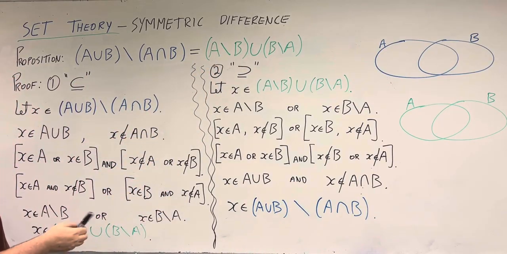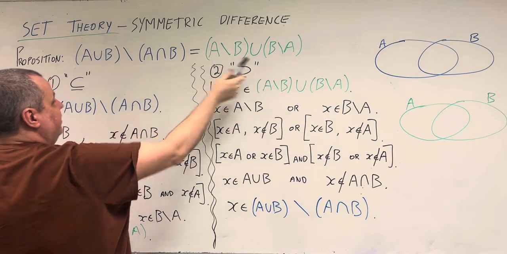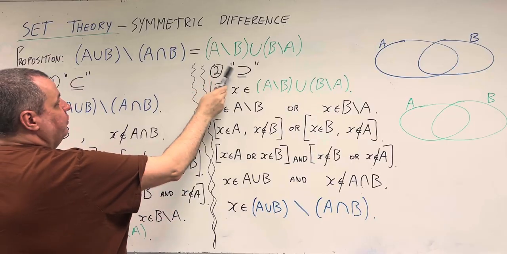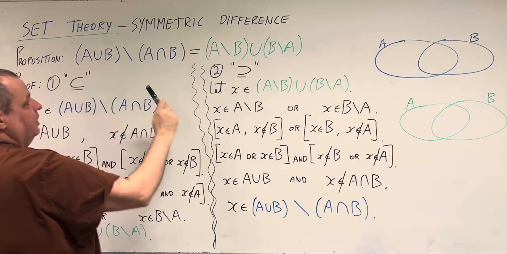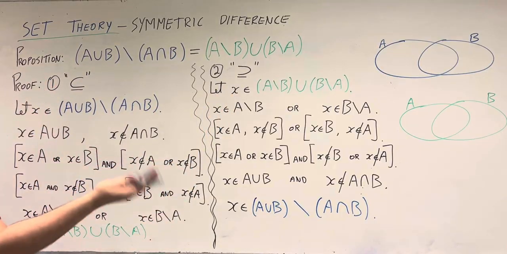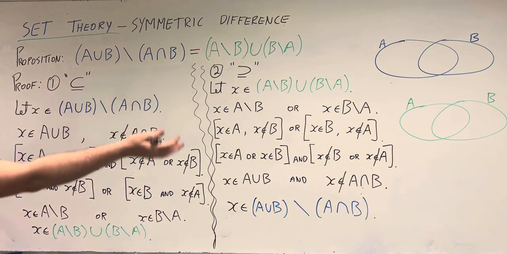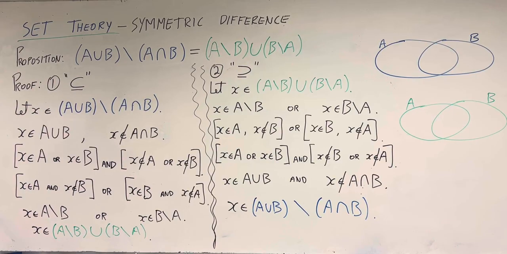To prove that, I'm going to show that the left-hand side is a subset of the right-hand side in step 1. And then in step 2, I will prove that the right-hand side in green is a subset of the left-hand side. Okay, this inclusion here. And if one side is a subset of the other and the other is a subset of the first, the two sets have to be equal. Okay? That's the strategy of the proof here.